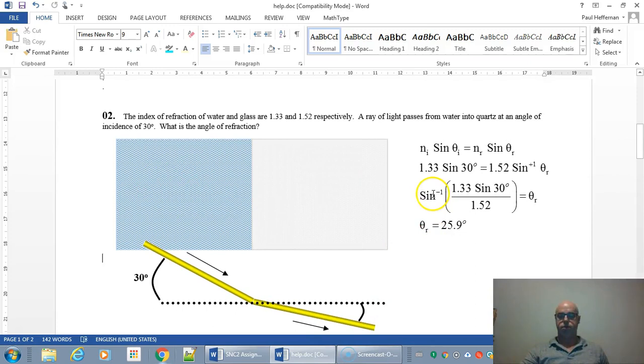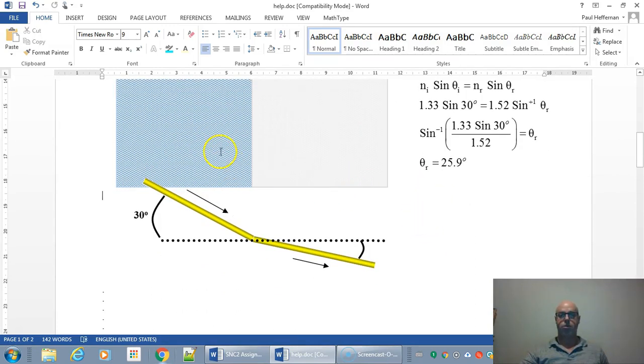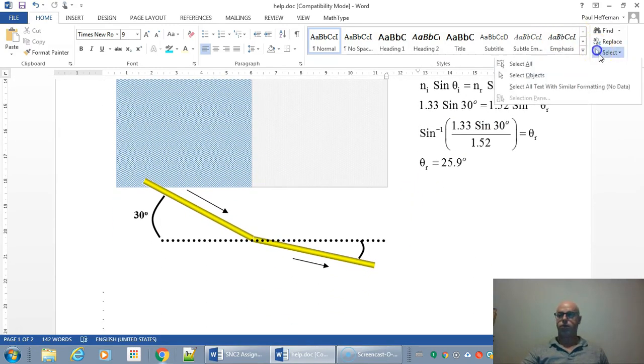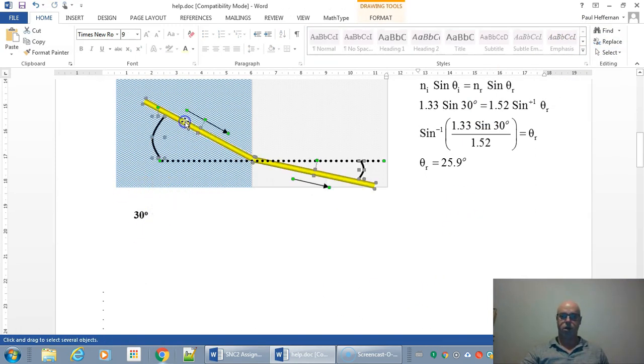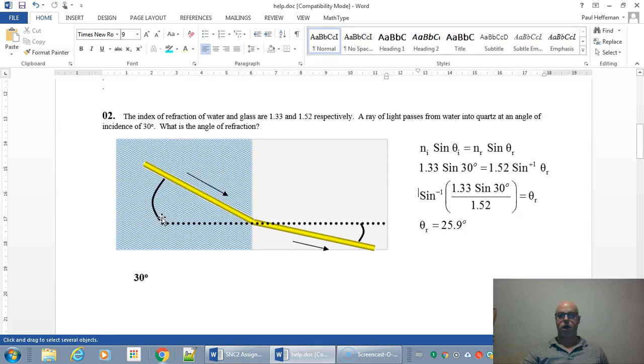There we go. Oops, moved my whole picture down on me. Let's just fix that for a quick second here. And back up here. There we go. I guess the 30 wants to stay there.